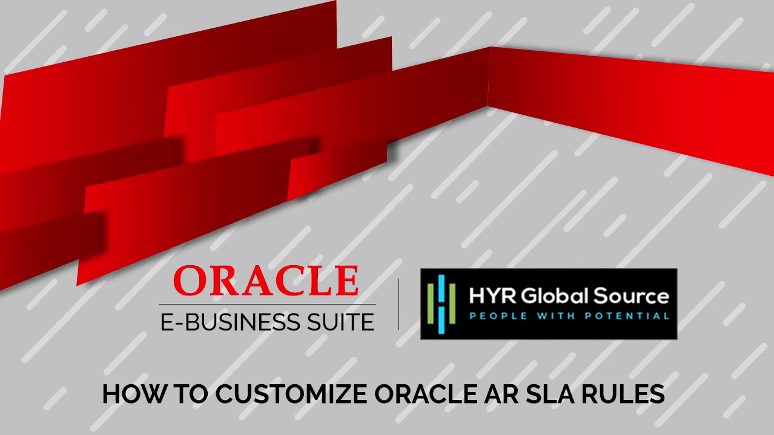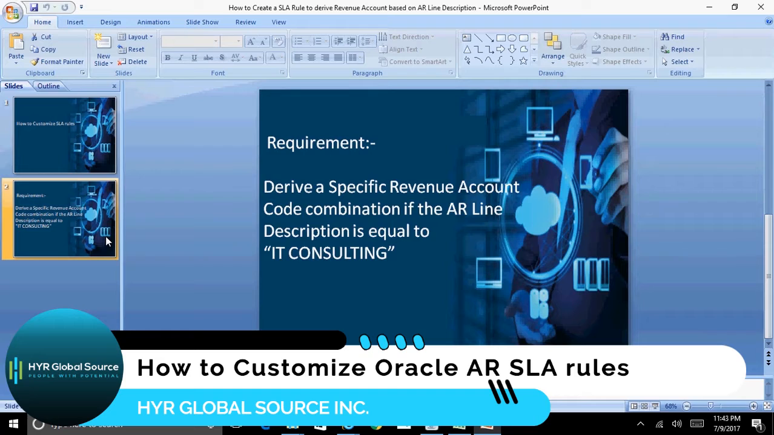Hello friends, today we will see how to customize SLA rules. We'll take a simple requirement. The requirement will be to derive a specific revenue account code combination if the AR line description contains the word IT consulting. So let us see how this can be achieved.